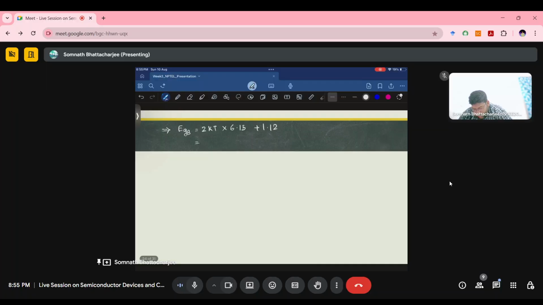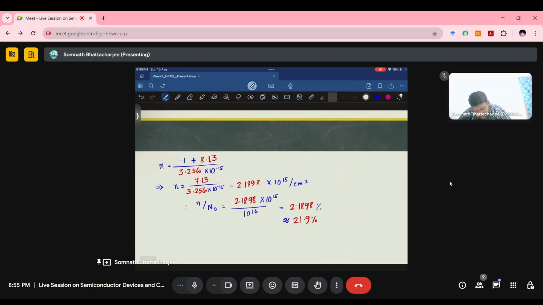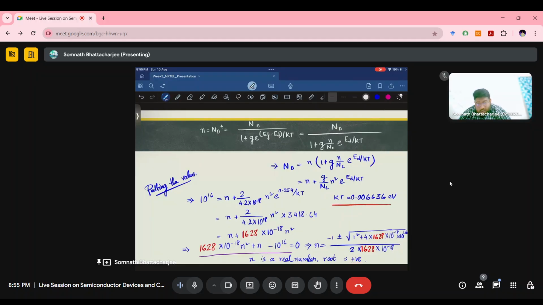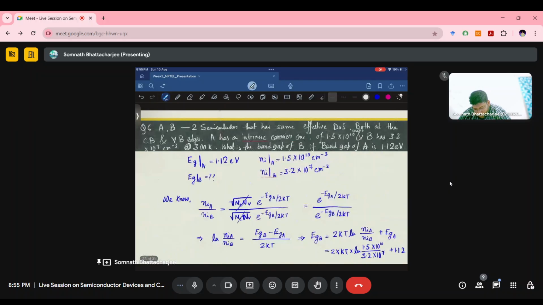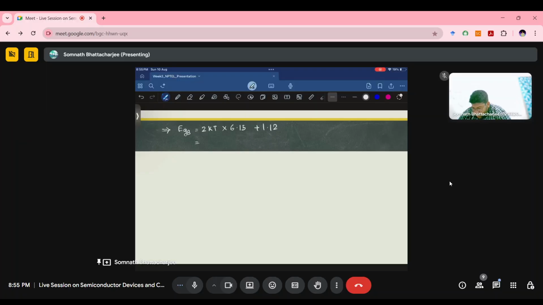If we put in the kT values, in the previous problem we used these kT values, so I am putting exactly these values here. Multiplied by 2, multiplied by 6.15. So this is 0.0816, plus 1.12. So the value is 1.2016 eV. Yes, how much have you got?